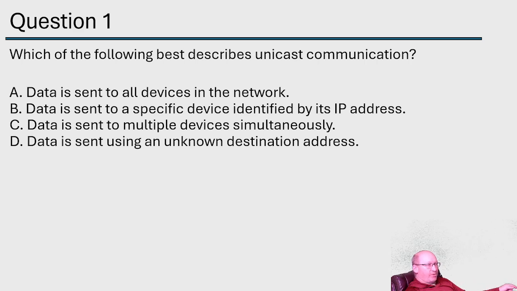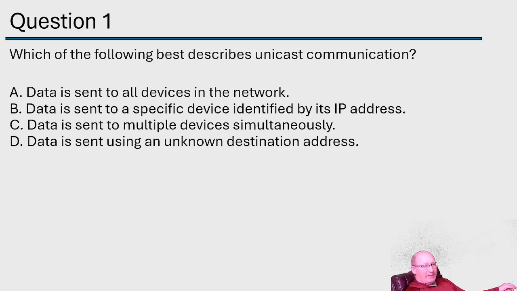Which of the following best describes unicast communication? Let's start with D. Data is sent using unknown destination address. No, that would just be an unknown destination address. I don't think you can send it using an unknown destination. I don't think that's possible. Maybe where we don't pick it up, but I don't know. That's a difficult one. I could see a lot of technologies that could seem to use that, but I don't think that would be part of unicast. Definitely not part of unicast.